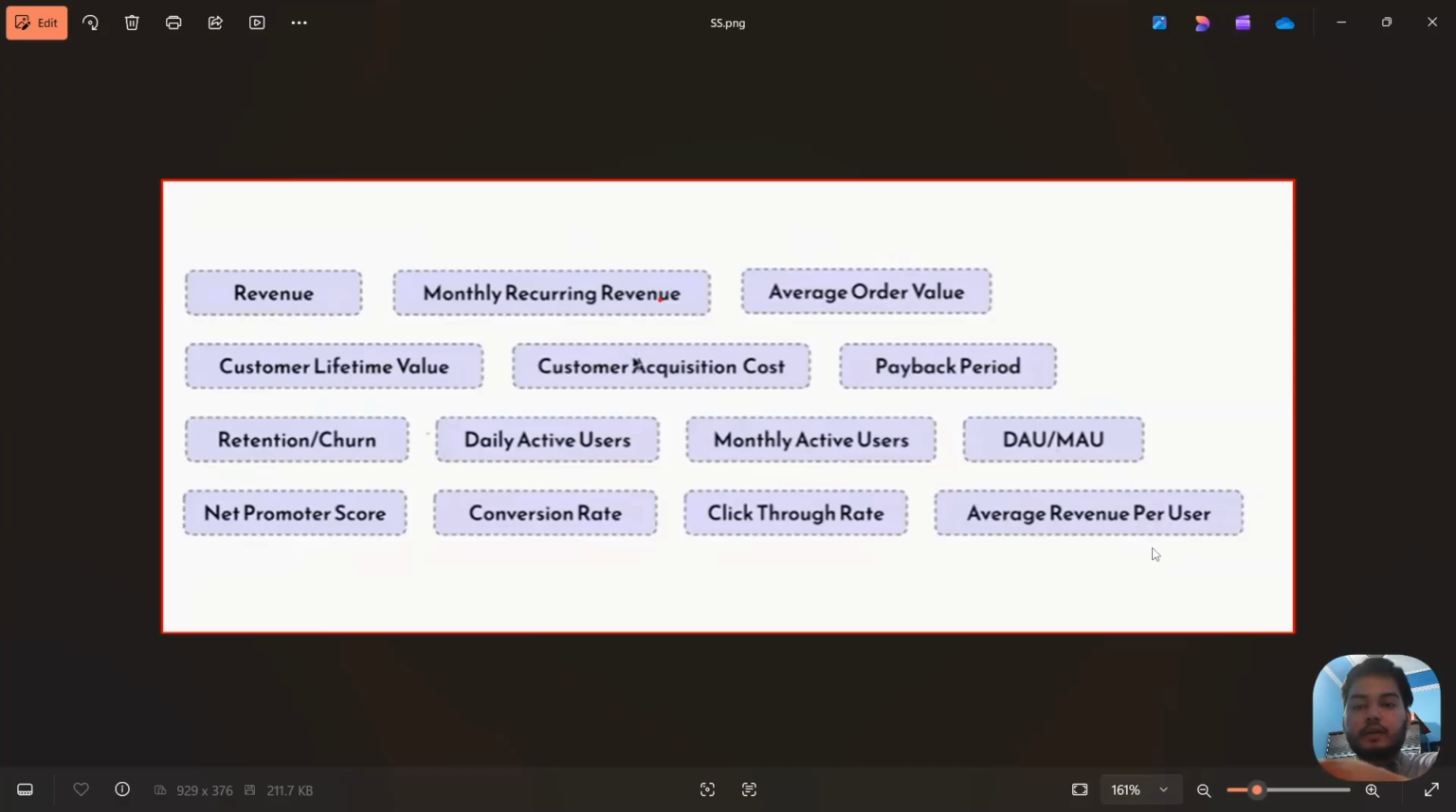And then there comes the conversion rate. Conversion rate means the percentage of users who complete a desired action, such as making a purchase or signing up. The percentage of people who click on a link or advertisement after seeing it is your click-through rate. It is also one of the metrics measured in B2C or any e-commerce application. The average revenue generated from each user over a specific period of time is your ARPU, average revenue per user.